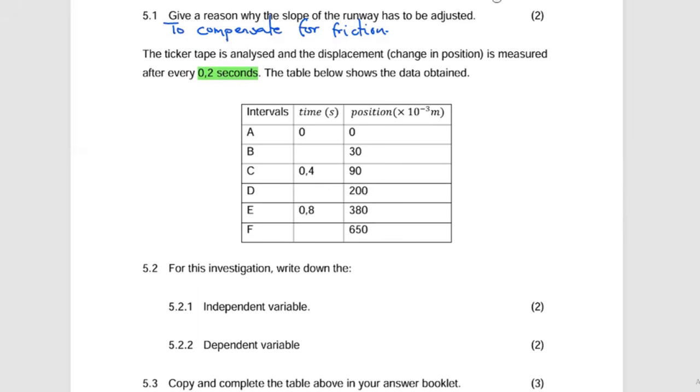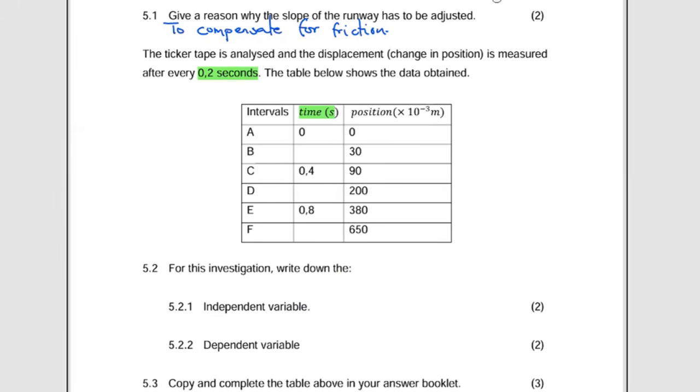Now it says here, for the investigation, write down the independent variable, right? According to this one, we are having our time. So our time is always going to be the independent variable. So there I'm going to say time is my independent variable.